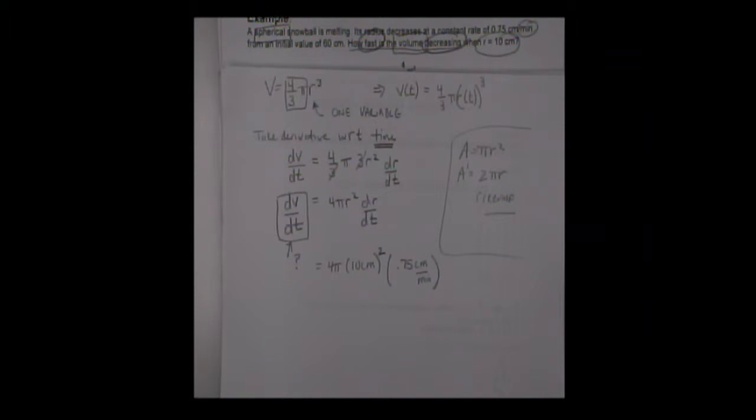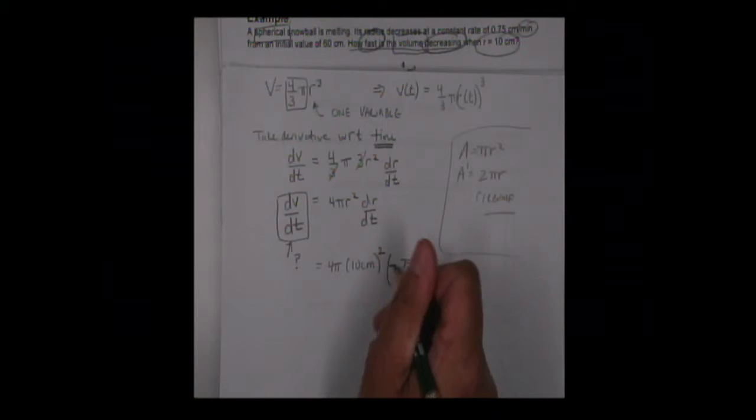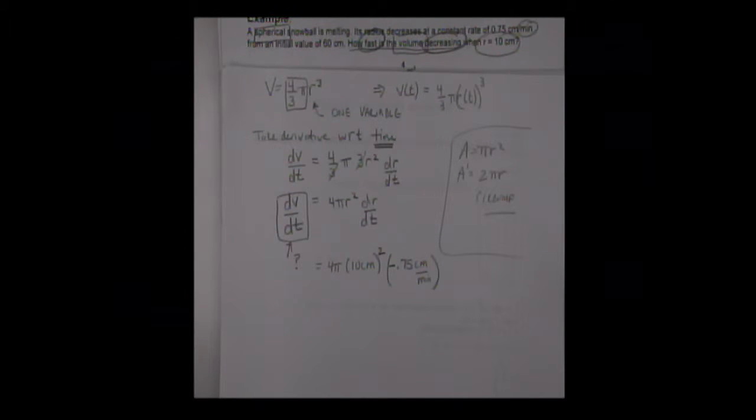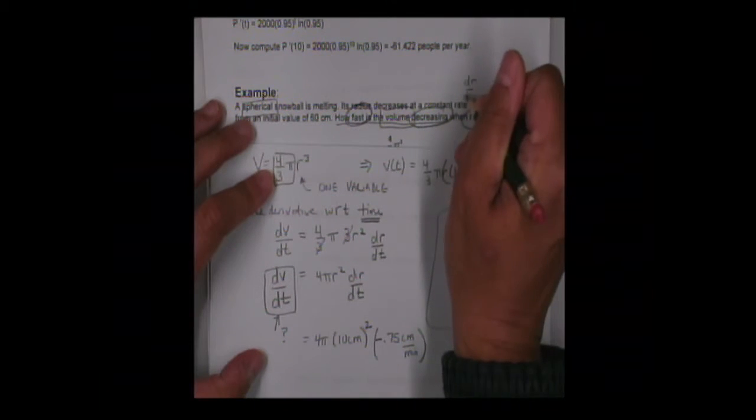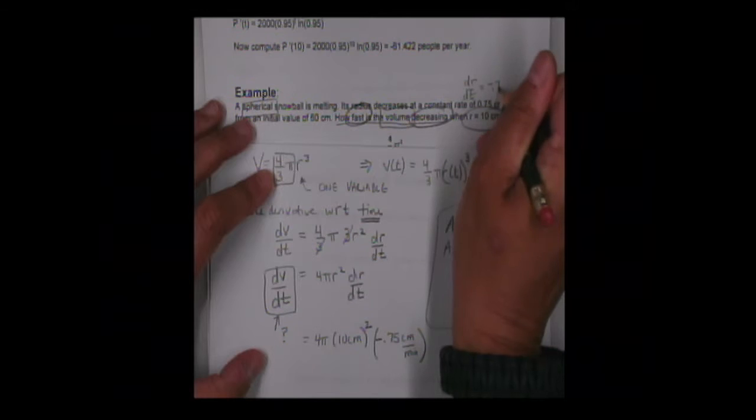Negative on the 0.75. Oh, did you just hear what Ryan had to say? Ryan, could you say that again? A negative because it decreases on the 0.75. The 0.75 is decreasing, and anytime we're doing these problems and something's decreasing, that rate will be negative. And so since this is actually a decreasing number, what this number actually tells me is that dr dt is negative 0.75.